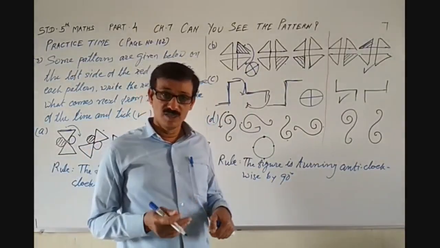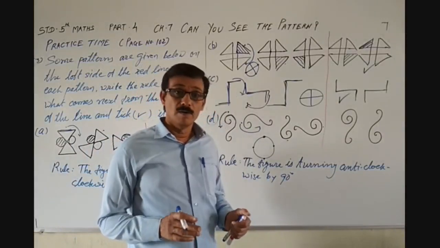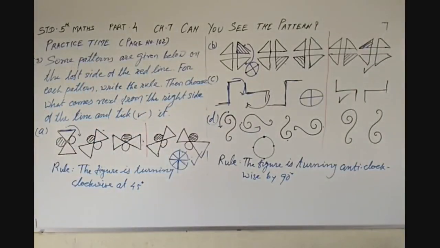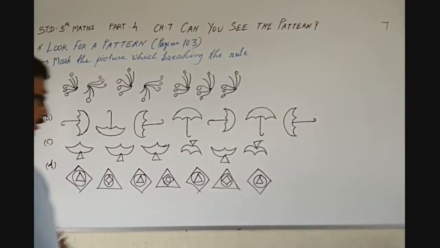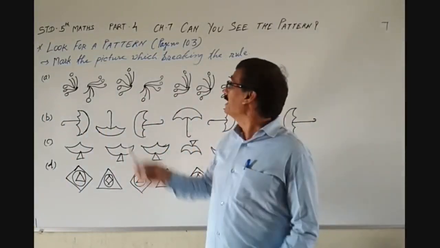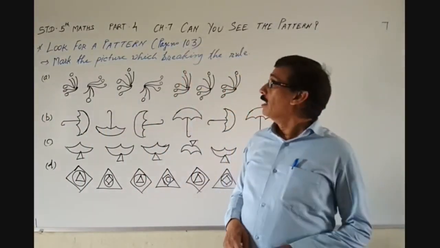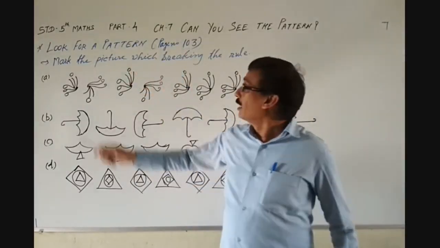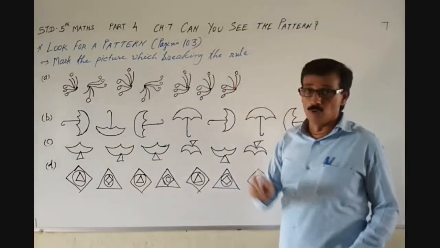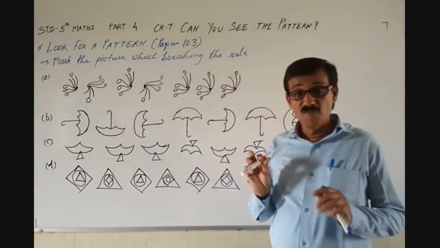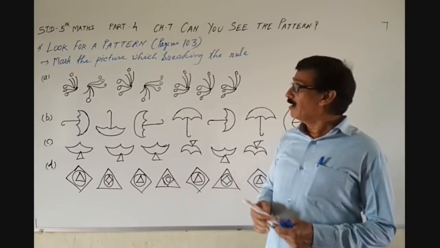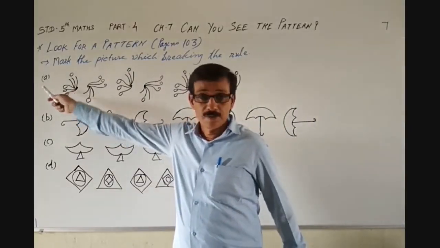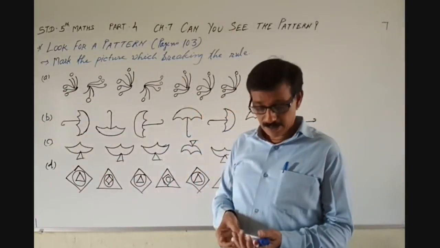Now we will go for some practice. Wait for a while. So now move on to page number 103. Look for a pattern. Make the picture which is breaking the rule. From this there is a pattern from which one of the pictures is breaking a rule, and that picture we will find out.